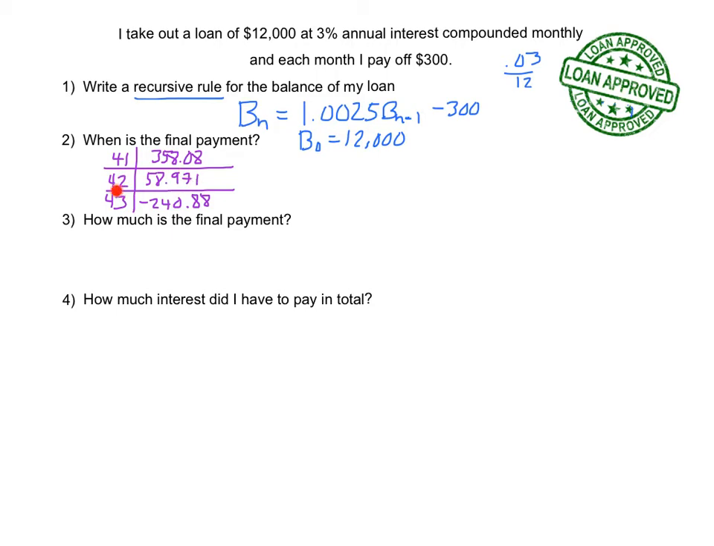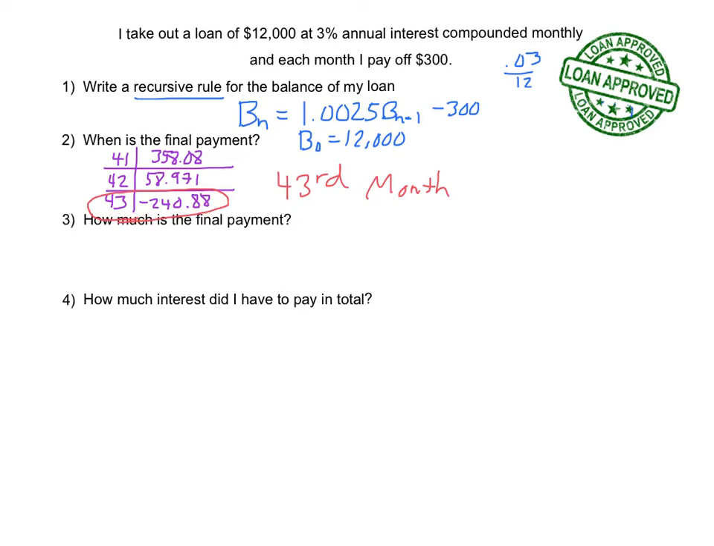But at the end of the 42nd month, I actually still owe money, so it's not until the end of the 43rd month that I'm going to make my final payment. Because these payments are happening at the end of the month, it's not actually at 42. Alright, so how much is that final payment? It's not this number here.